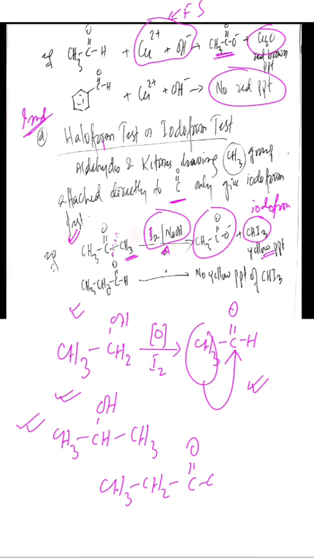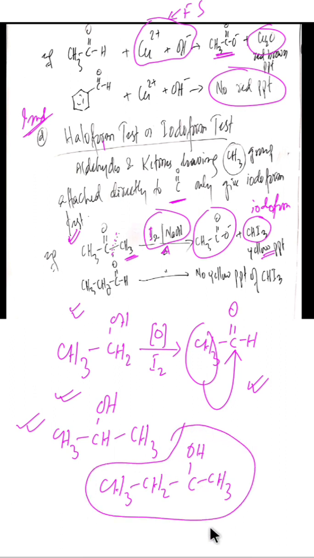Sorry, this has to be alcohol. This alcohol can give iodoform test because after oxidation this will give butane-2-one, and butane-2-one can give iodoform test. Okay, let me move to the next reaction, reduction.